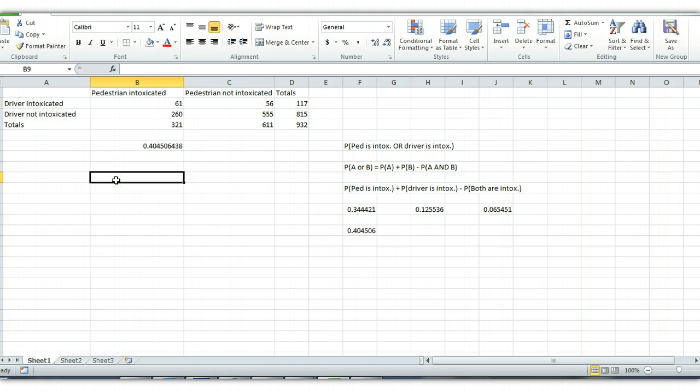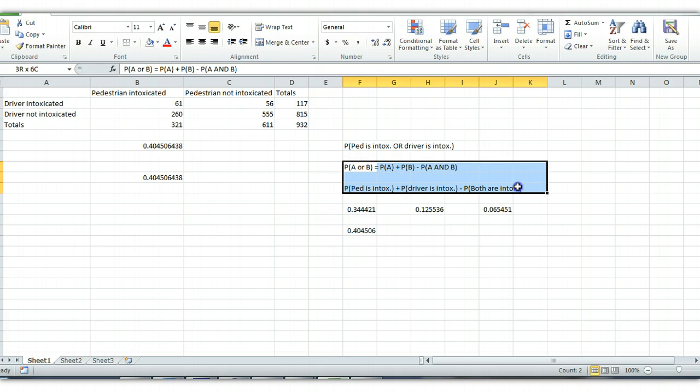And again, you can also just do the fractions themselves instead of all these different cells. You could just say 321 divided by 932 plus 117 divided by 932 minus 61 divided by 932. Alright, so it just depends on your Excel comfort level if you're going to do it the way I did it here with the cell names, or the way I did it here with the numbers individually, and then adding them together and subtracting the cells. It's just all your comfort level. But the main point is you're using this formula, this OR formula here. Okay.